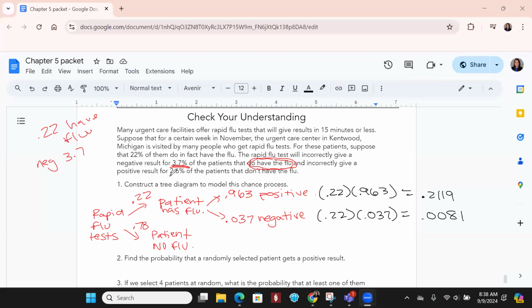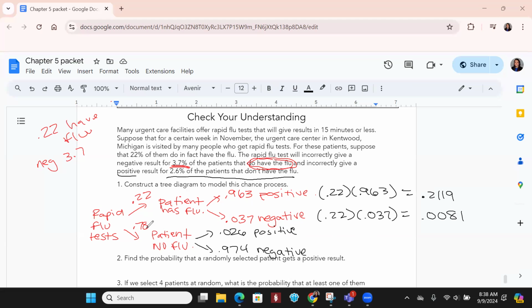So read up here: 2.6% that don't have the flu test positive. Okay, so you're filling this in. So that's going to be 0.026 test positive. That means 1 minus 0.026, which is 0.974, test negative.